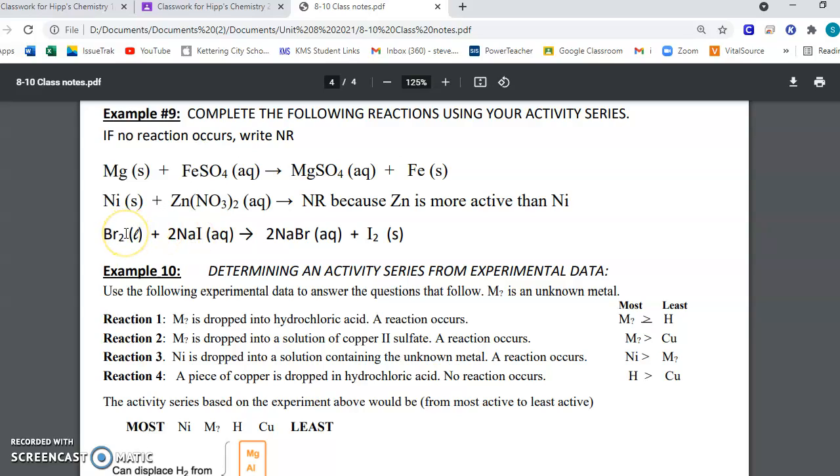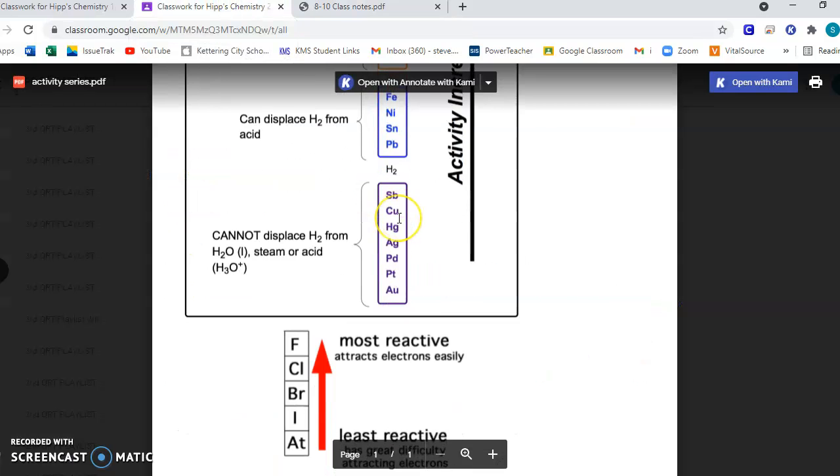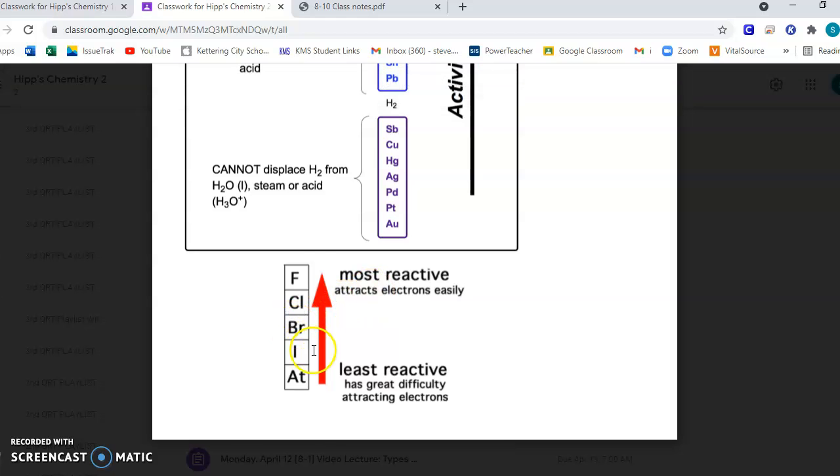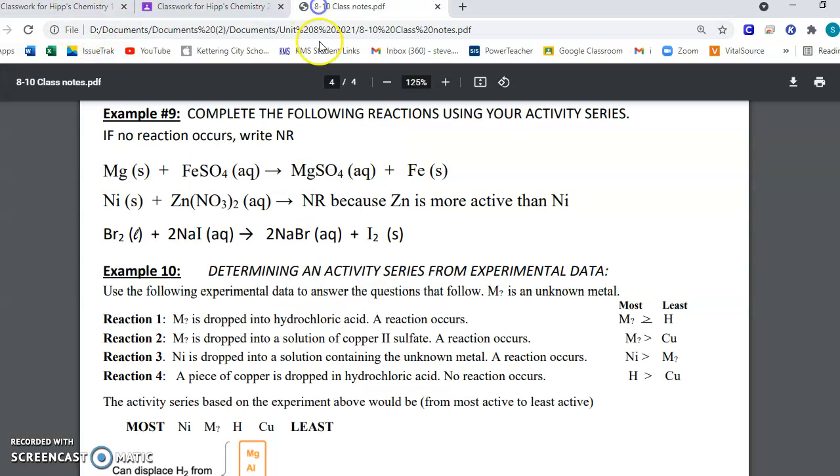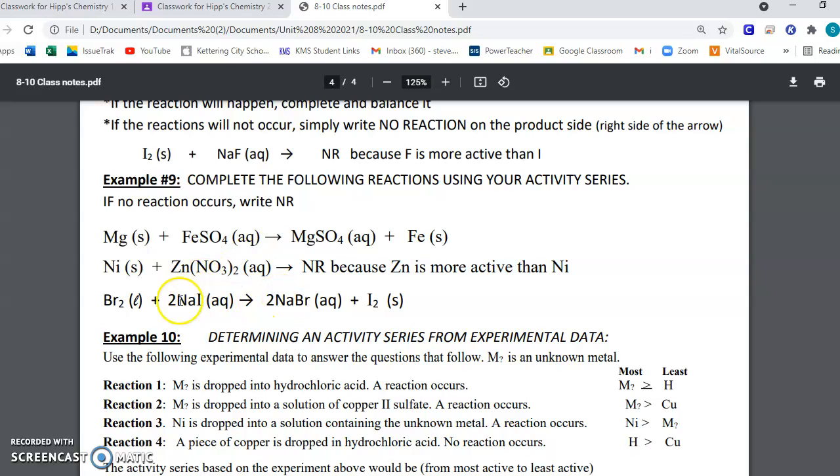In the next one, can bromine, which is a liquid at room temperature, replace iodine? So if I pour bromine into a solution containing sodium iodide, will a reaction happen? Yes, it will. Bromine's more active than iodine, so that reaction will happen. So Na will end up with Br. Br will replace the I. Bromide is 1 minus, sodium's 1 plus, crisscross our charges. Iodine will be replaced or displaced. It'll be by itself.